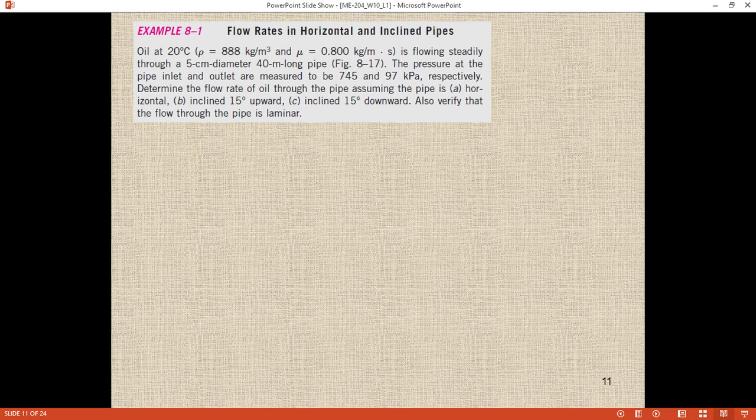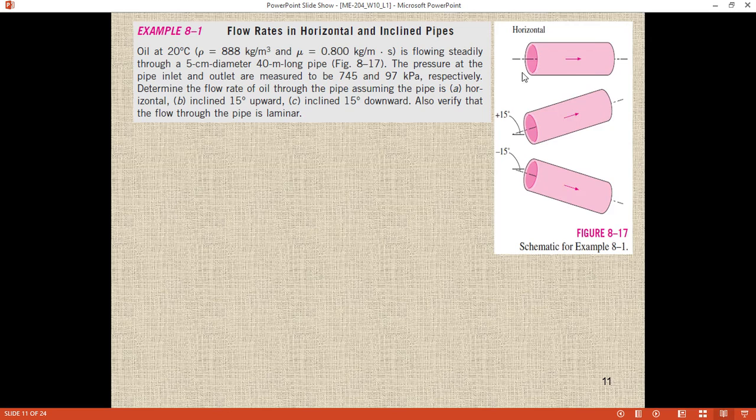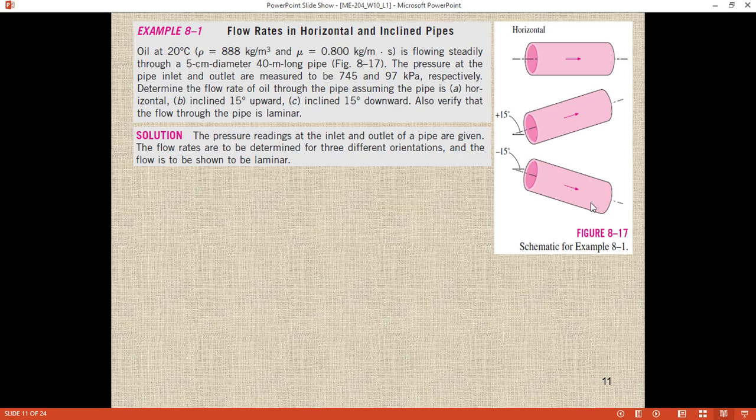So here is the diagram. You see the first case, when the pipe is horizontal, when the pipe is 15 degree upward, and when the pipe is 15 degree downward. So this is the case. The pressure readings at the inlet and outlet of a pipe are given. The flow rates are to be determined for 3 different orientations, and the flow is to be shown to be laminar. So these are our objectives that we have to perform.